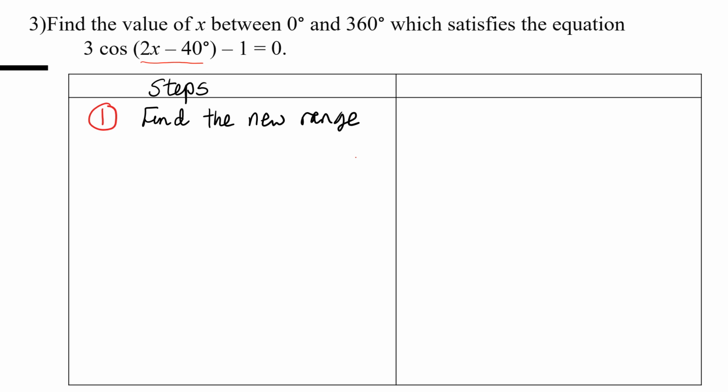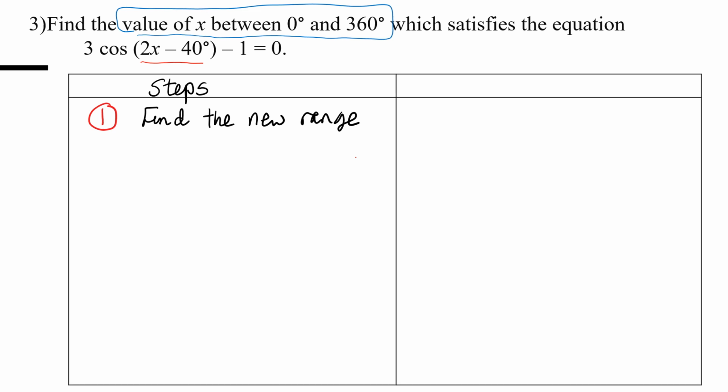Okay, so your final answer must be between 0 degrees and 360 degrees. That is your final answer here. You are asked to find the value of x. So what you're finding finally is the value for x, which should be between 0 degrees and 360 degrees.